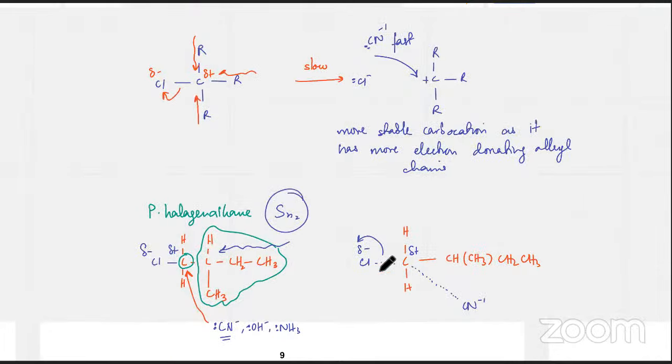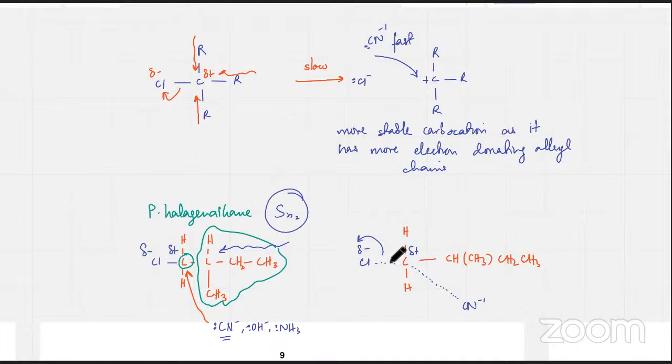And if they ask you why this is following this route and why it is not making a carbocation, it's because it's got an unstable carbocation, because it's got fewer alkyl chains. So the positive charge that would appear would be so strong that it will not let the Cl go away. So the Cl will keep on sticking to it until and unless the nucleophile pushes it away.